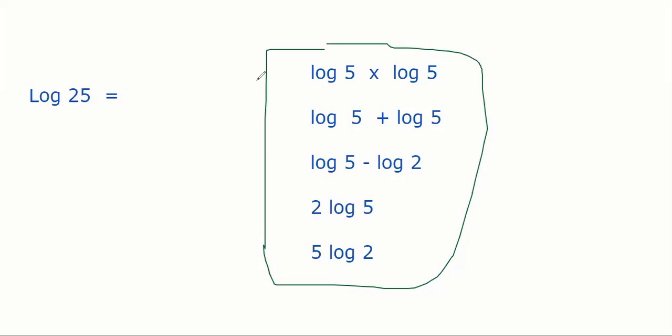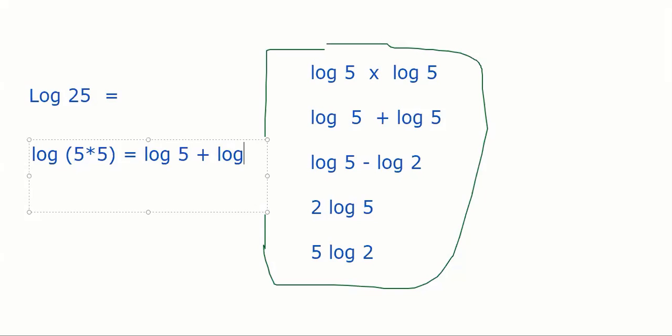Log 25. Log 25 means log of 5 times 5, so you can say log of 5 plus log of 5. Correct? I explained it to you. Or you can also write log of 5 into 5 as log of 5 square. So the 2 comes down, and it becomes 2 log of 5.